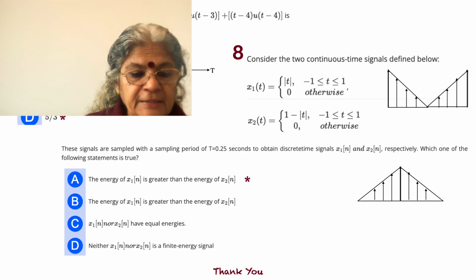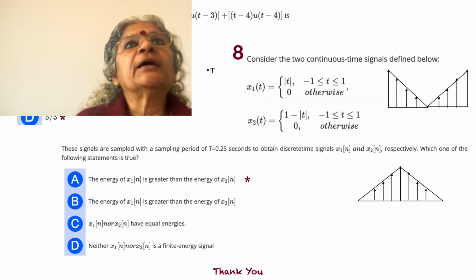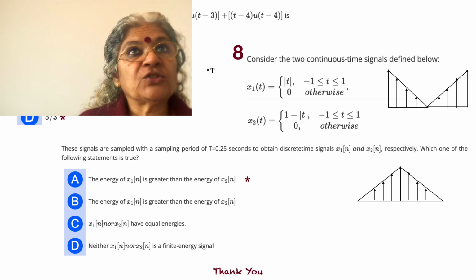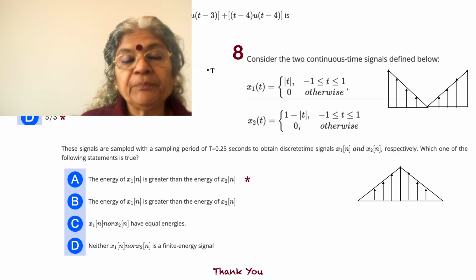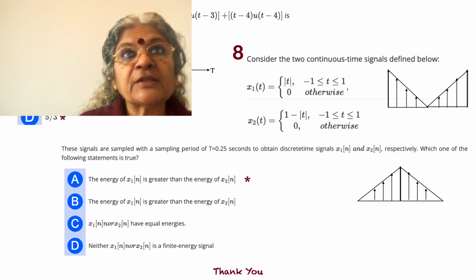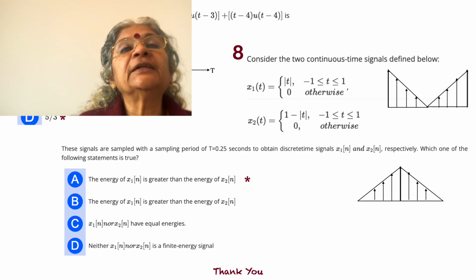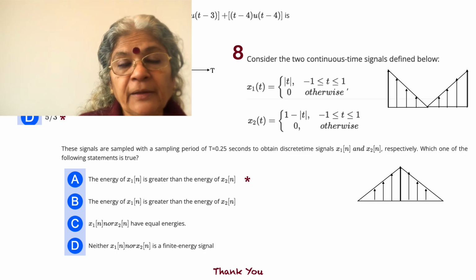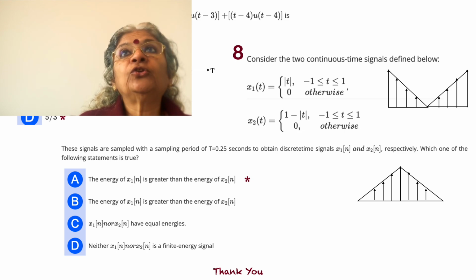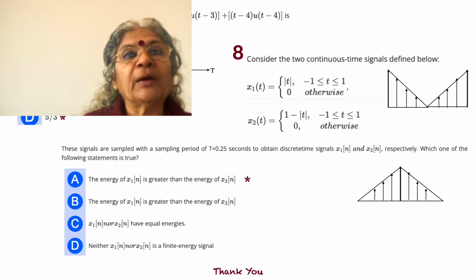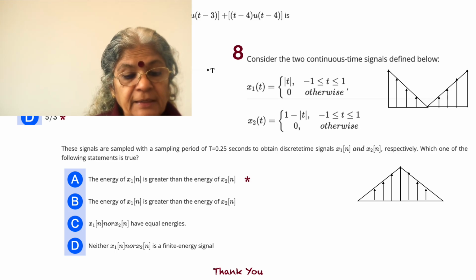The energy of x1[n] is greater than the energy of x2[n]. Of course, when you are squaring them, for x1[n] you get two 1 squares, while for x2[n] you get only one 1 square, and the others match. 0 squared gives you nothing in both cases. So it's obvious that x1[n], with 2 samples of amplitude 1, will have a larger energy.